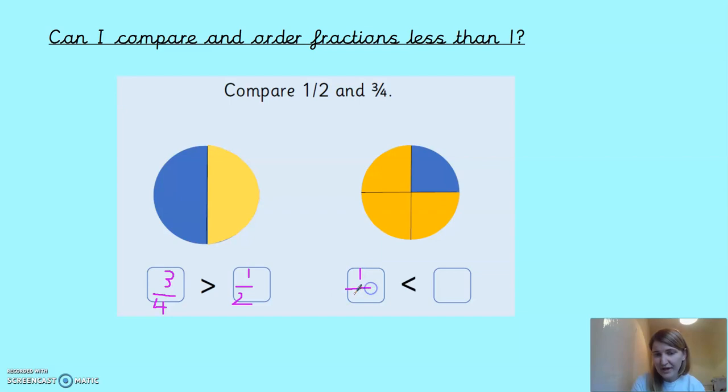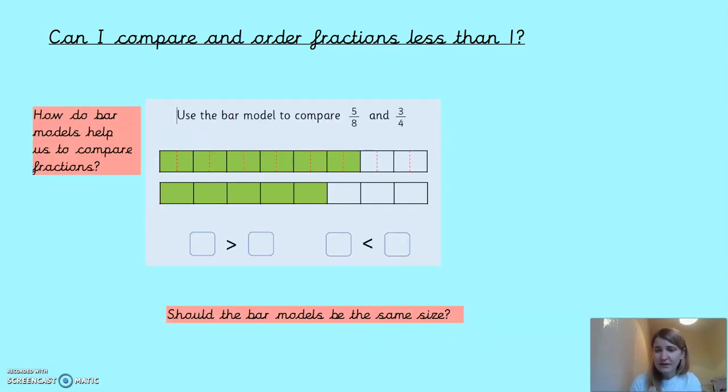And again, there's lots of different ways to remember the way that you use these signs. Some of you think of crocodiles, ice creams, whatever it is, as long as you know that the larger number goes at the larger end of the sign. Okay, so looking at pictures can help us. Bar models are also really useful.